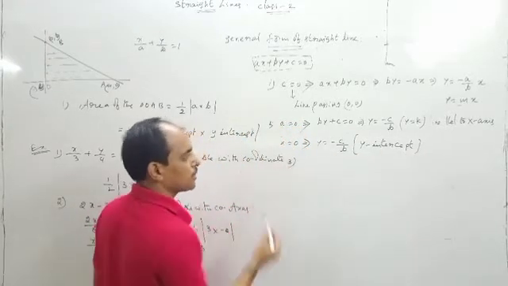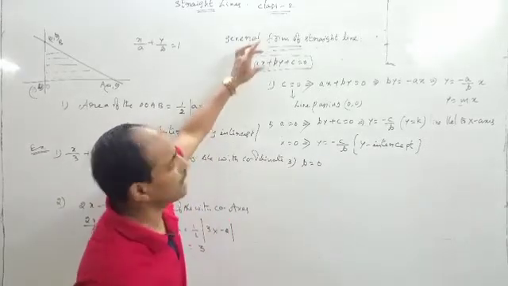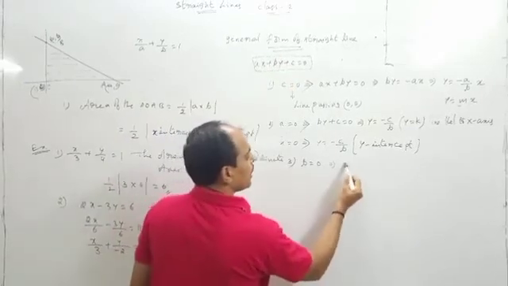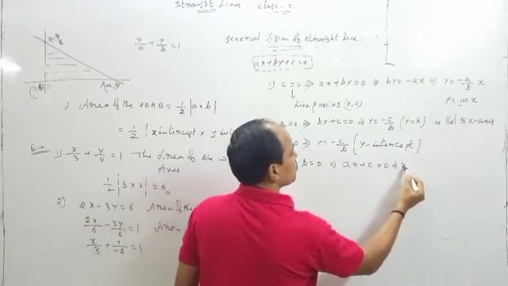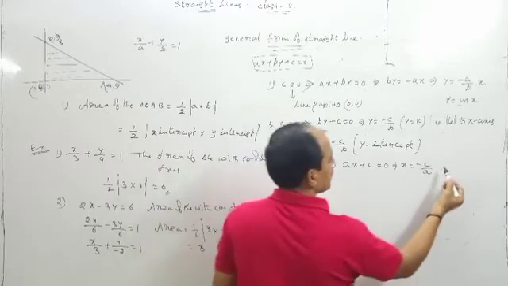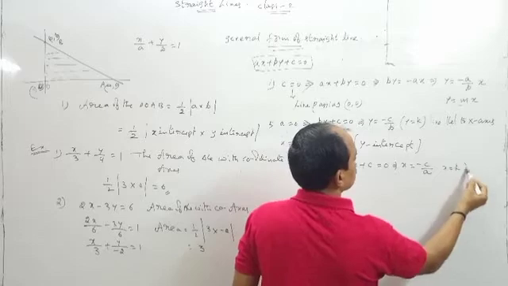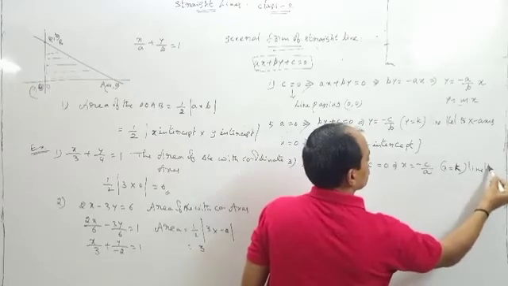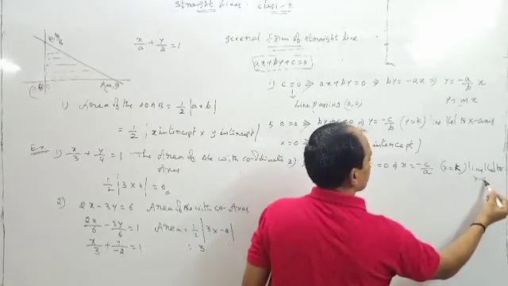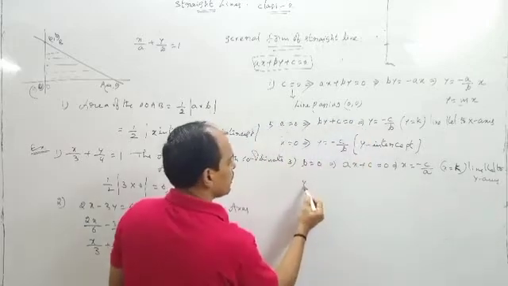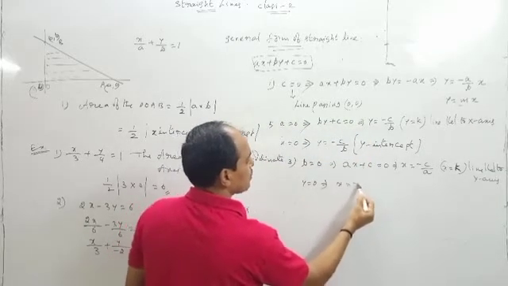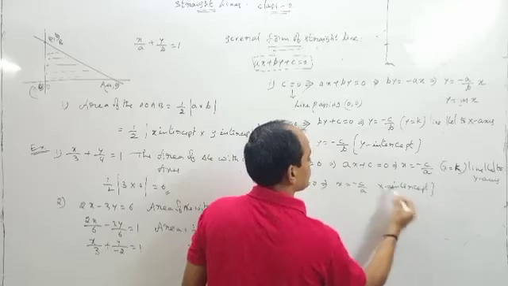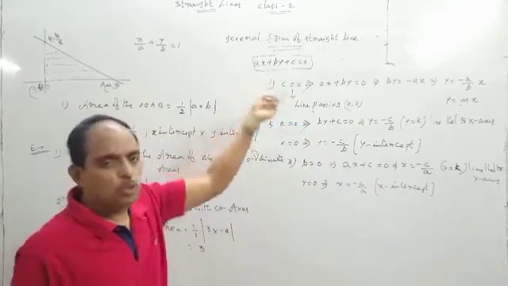Next, third point. Suppose if b is equal to 0, we took this as the general form. In this general form, suppose b is 0, then see what is remaining: ax plus c is equal to 0, x is equal to minus c by a. This is of the form x is equal to k, x is equal to some constant. So line parallel to y axis. If y is equal to 0, then x is equal to minus c by a. This is called x intercept. Okay, at a time two are not equal to 0.